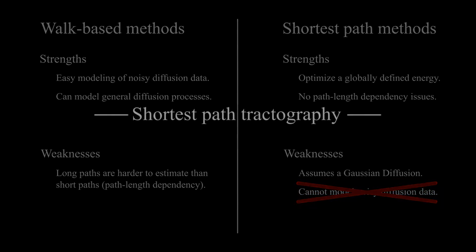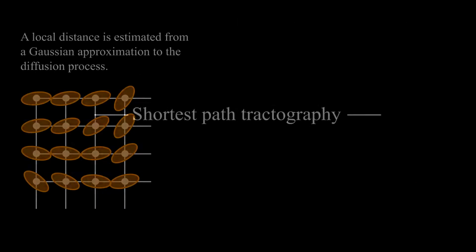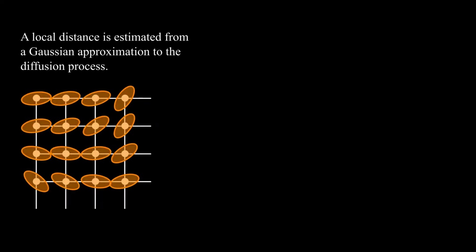First, we recap the model underlying shortest path methods. At each voxel, the diffusion process is approximated with the Gaussian covariance, inducing a local Mahalanobis distance. This field of local distance measures defines a Riemannian metric. Tractography then reduces to computing shortest paths under the Riemannian metric.